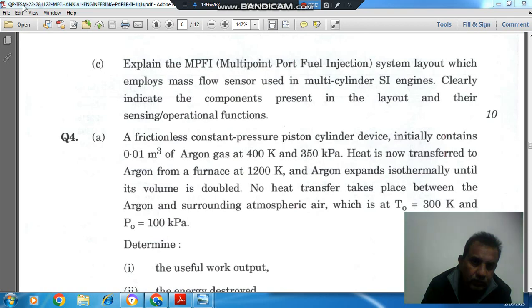Welcome again. We are on Mechanical Engineering Paper 2 of year 2022. Question number 3C. Explain the MPFI multi-point port fuel injection system layout which employs mass flow sensor used in multi-cylinder SI engine. Clearly indicate the components present in the layout and their sensing or operational function.